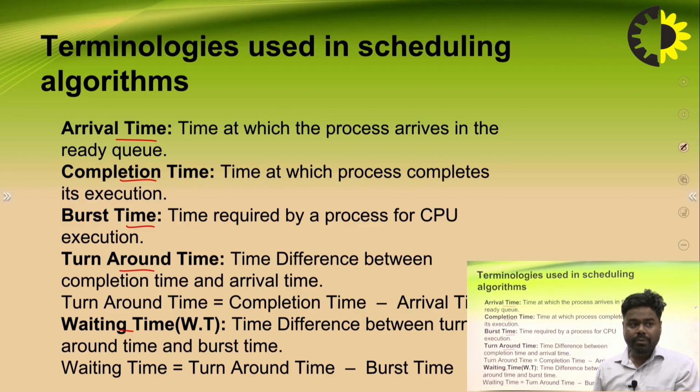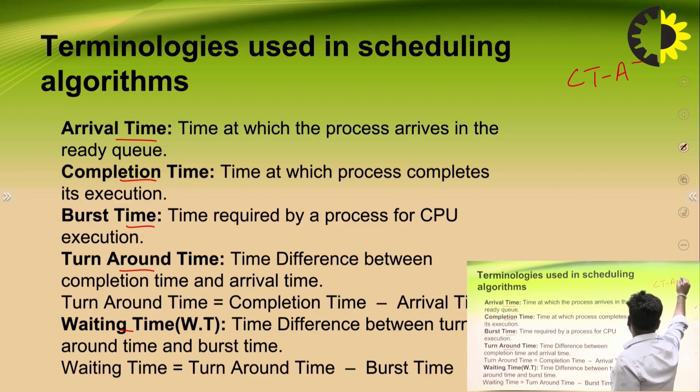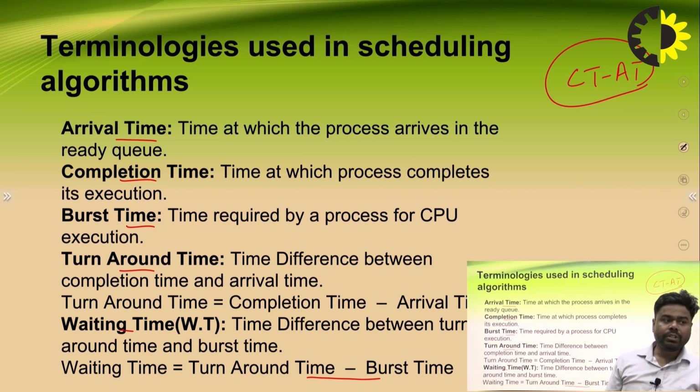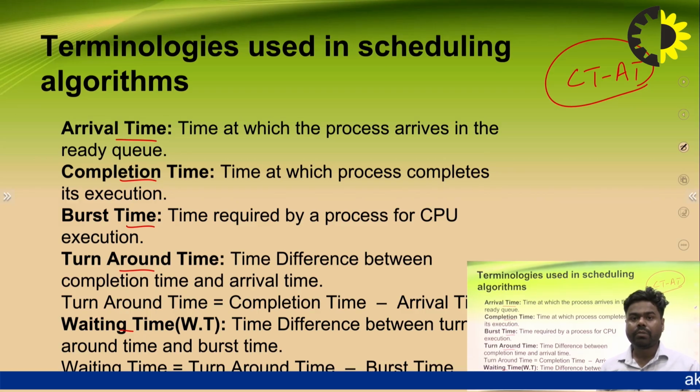Turnaround time is the time difference between the completion time and the arrival time, that is CT minus AT. I will explain the turnaround time further in the next slide. And the waiting time is the difference between turnaround time and the burst time, turnaround time minus burst time. This is the waiting time, which shows how much time the process waits in the queue.